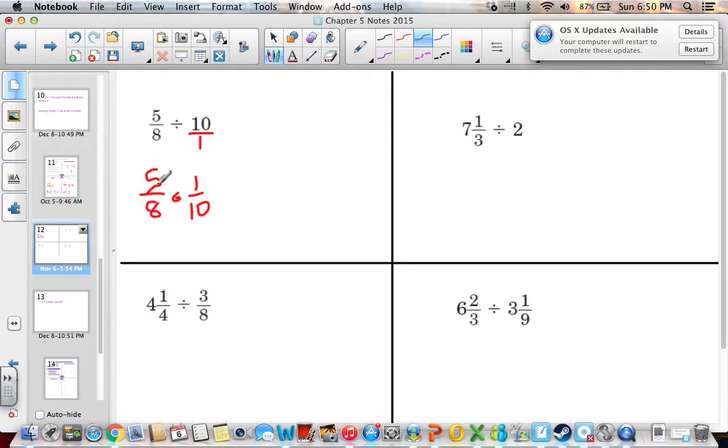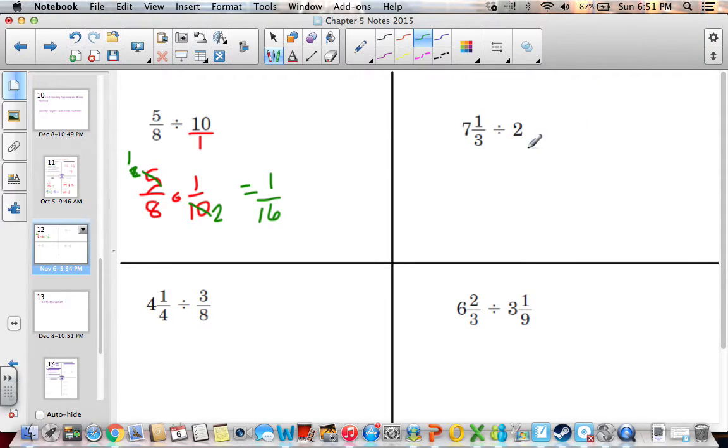I see that I have a 5 and a 10, so I can cross cancel, is what it's called. 5 divided by 5 is 1. 10 divided by 5 is 2. 1 times 1 is 1. 8 times 2 is 16. That is just a lot easier to see our factors and multiples together instead of doing 5/80 and then simplifying that way. Although we totally can do it that way, it just takes a little bit longer.